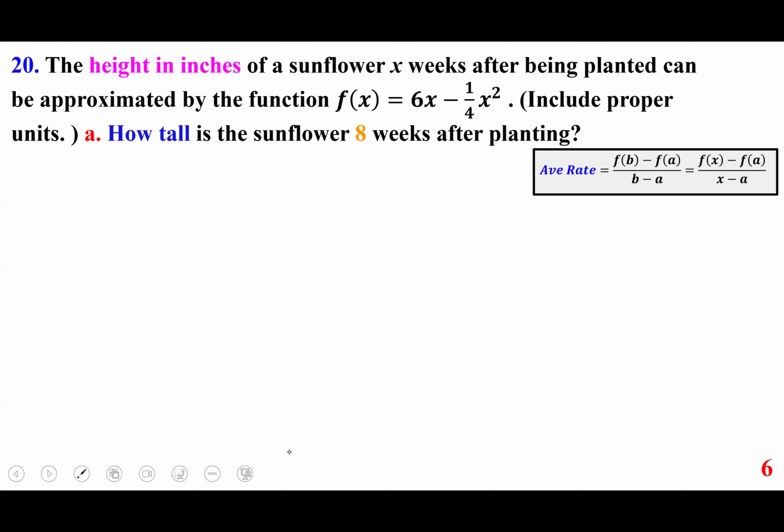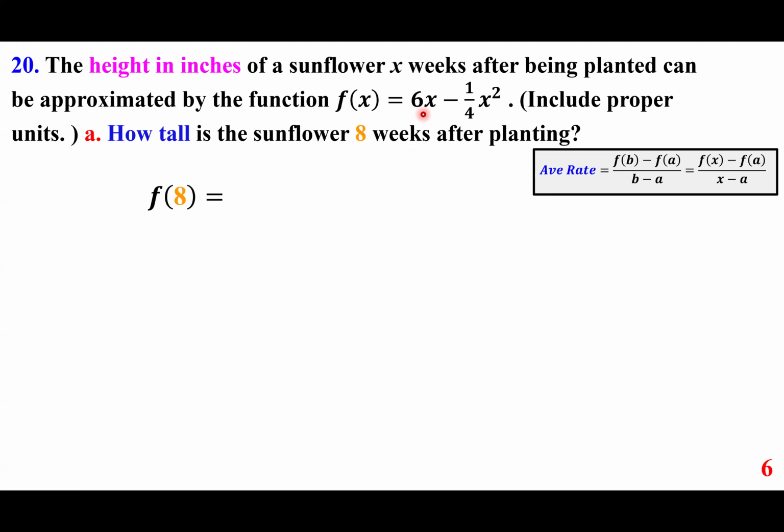The height in inches of a sunflower x weeks after being planted can be approximated by this function. Include proper units. They don't have to mention that. Always write proper units when you're dealing with the application. So how tall is the sunflower 8 weeks after planting? Simply put, replace the x with 8.